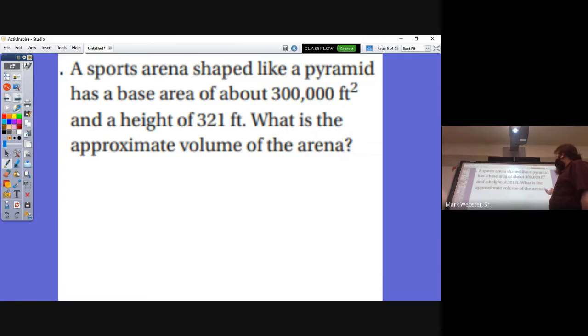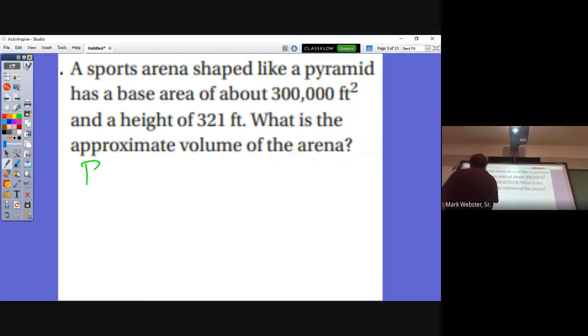And we're going with a problem where they tell you the base area is this, and they tell you the height is that, and we want to know the approximate volume. All right, so let's do this. Pretty simple, and the numbers come out really pretty, which is great. It's like it was constructed to do that.